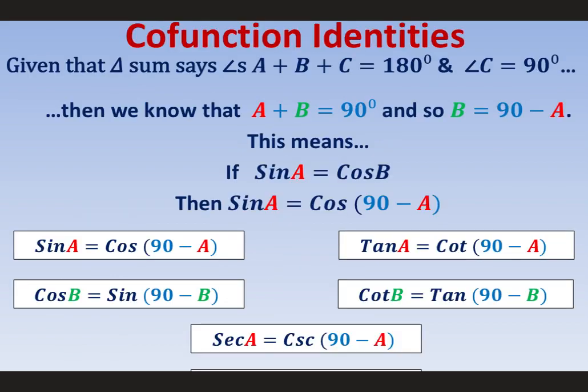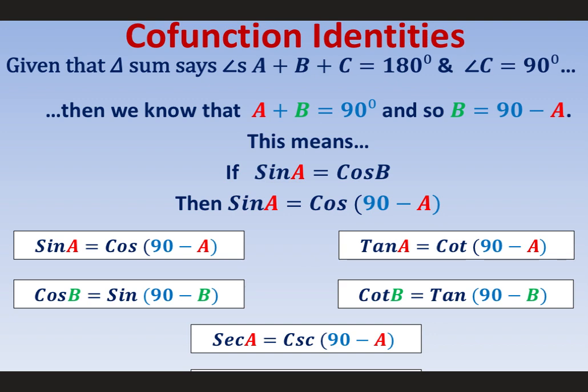All right. One other thing, and this is something that I'm not going to spend too much time on here in the video, but cofunctions is something we talked about earlier in the year. Every function has a cofunction. Sine has cosine, cosine has sine. Tangent has cotangent, cotangent has tangent. Secant has cosecant, and cosecant has secant. They go back and forth.